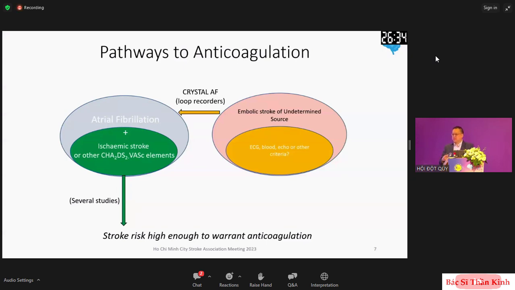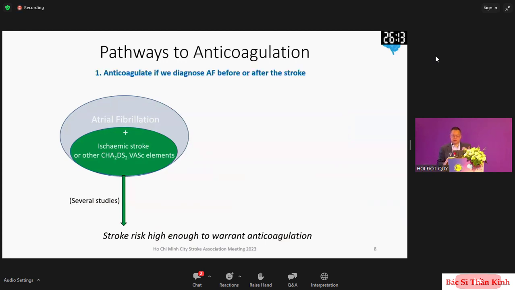Clearly, if we know the patient has atrial fibrillation on the left and they have a CHA2DS2-VASc score of 1 or more, then we should anticoagulate. And we also have data from the CRYSTAL AF study and also from the STROKE AF study that if we find the AF, we should treat those patients. I'll talk a little bit about these other studies as we go. So this is where we start.